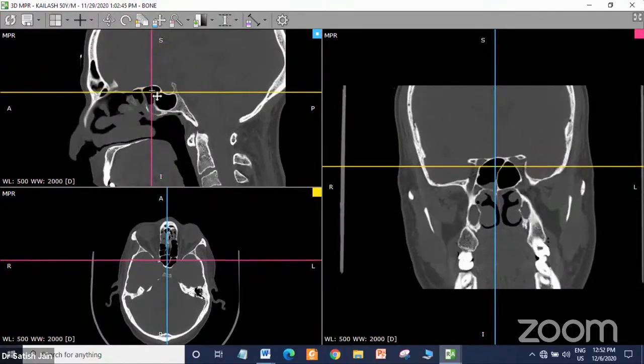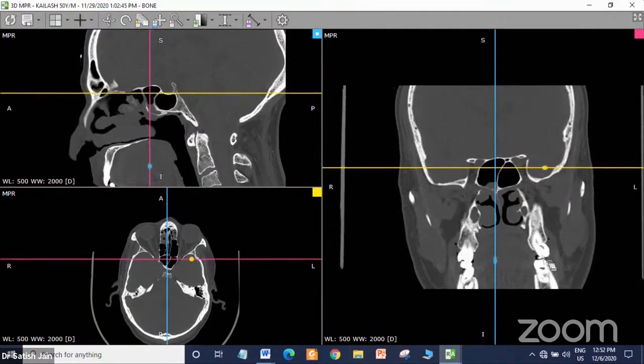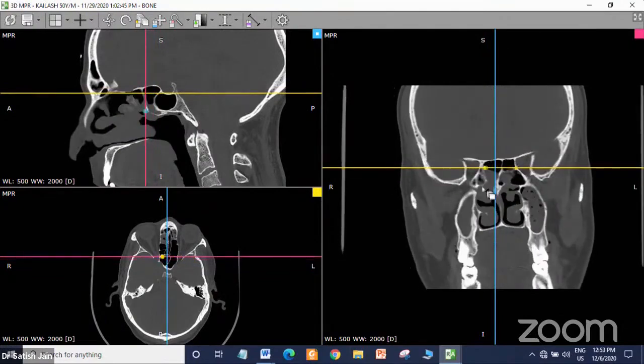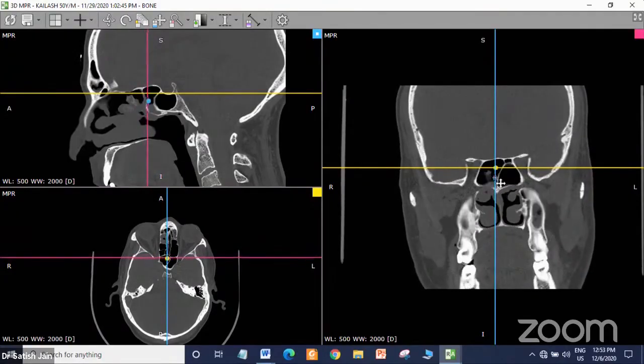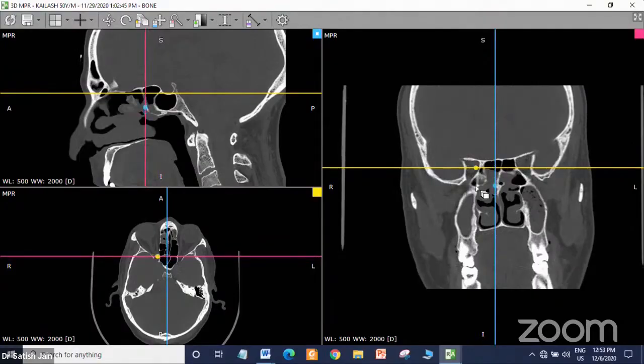Could this be ONOD? Yes. See this? The sphenoid sinus is dividing horizontally here. This could be a possible ONOD on the right side. So the radiology can be best understood on the software.